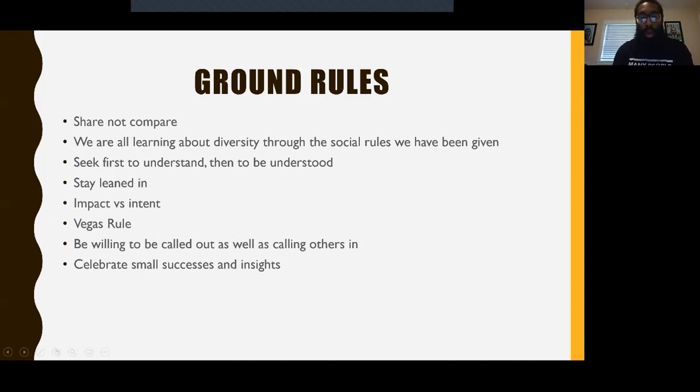So when it comes to the ground rules, there are a couple of them that are important for us to consider in our space.